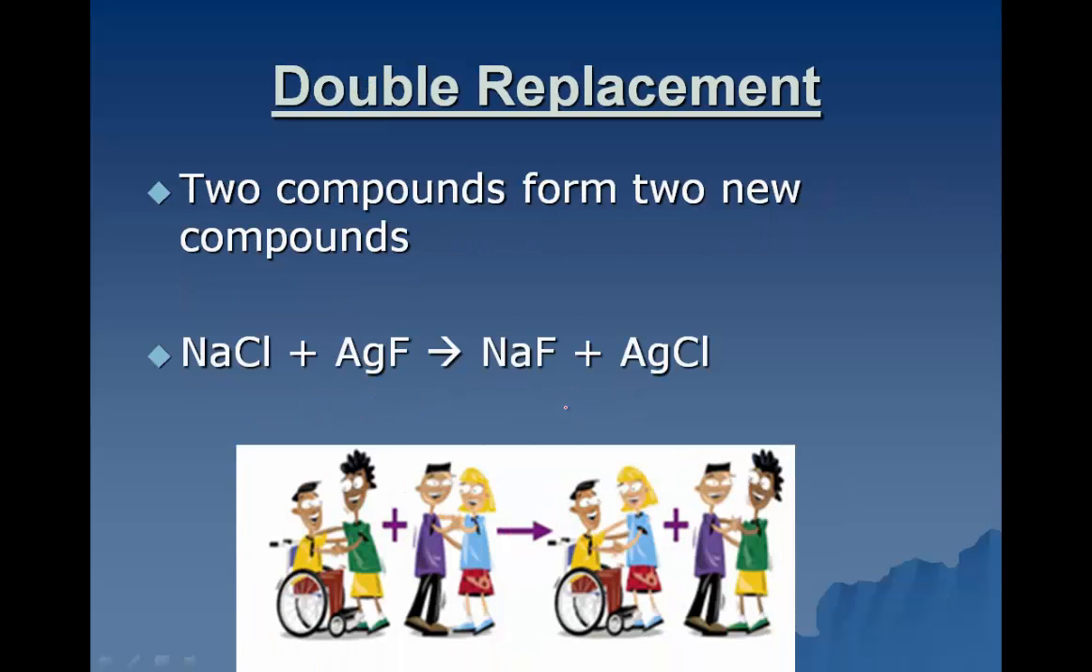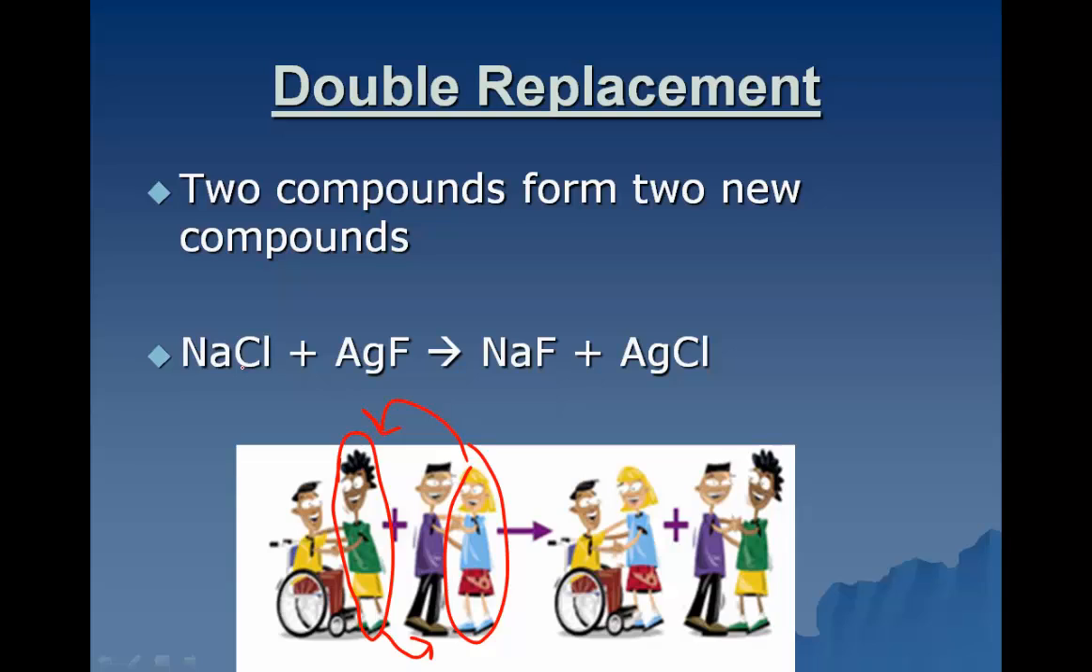Double replacement reactions. This is like a double date switcheroo. So you start with two compounds, two couples, and the girls say, hey, I like your guy better. And then the other girl says, hey, I like your guy better. And so they switch places. And so at the end, the blue shirt girl is now with the yellow shirt guy, and the green shirt girl is now with the purple shirt guy.